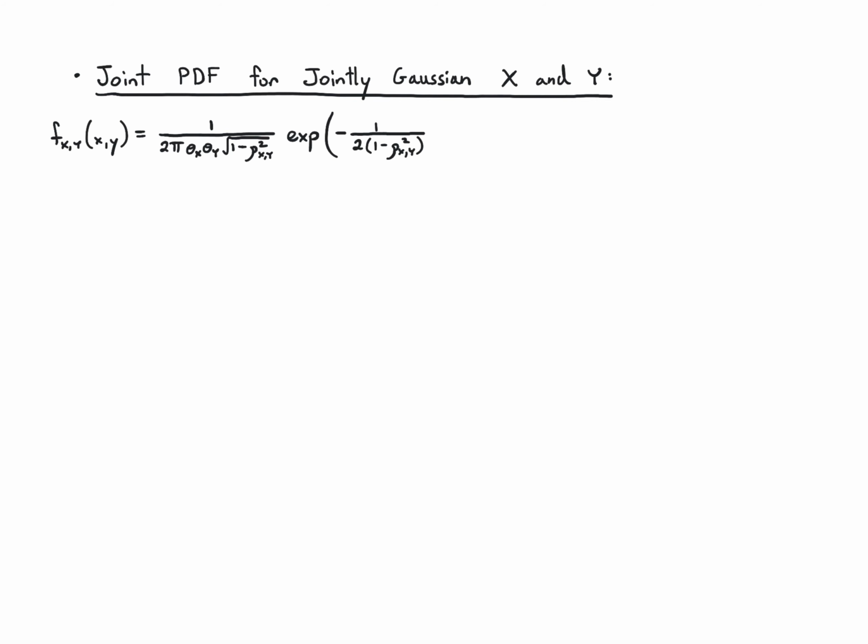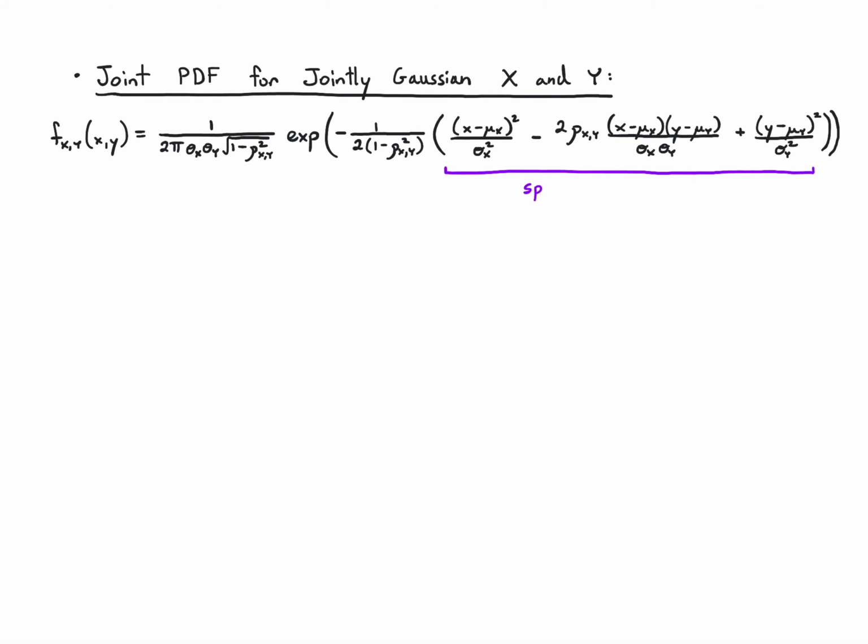And then I have this ellipse. Okay, so I have x minus its mean squared over the variance of x, minus 2 times the correlation coefficient times x minus its mean, y minus its mean over the product of the standard deviations, plus y minus its mean squared over the variance of y. Okay, so this whole thing inside is basically an ellipse. It's kind of specifying an ellipse, and that's what we're going to see in these pictures, which we are going to go back to in just a moment.